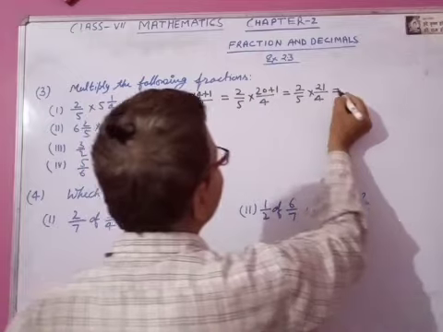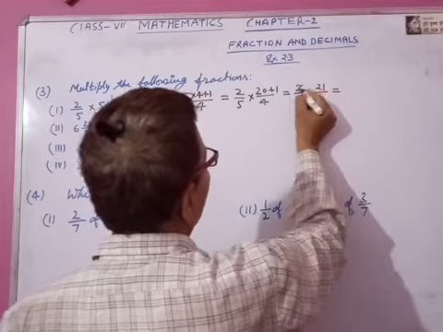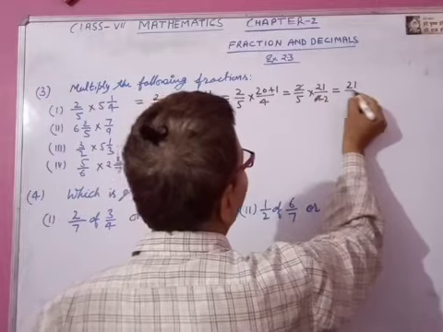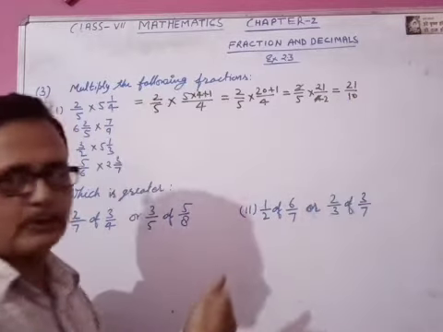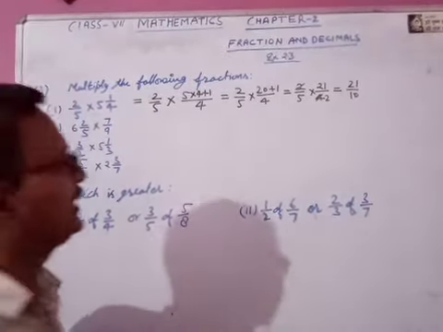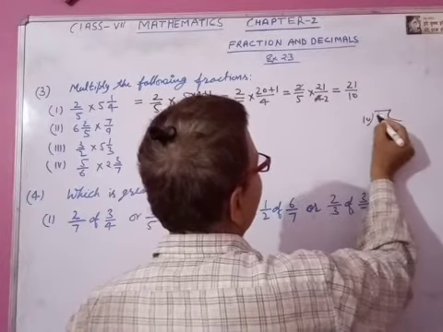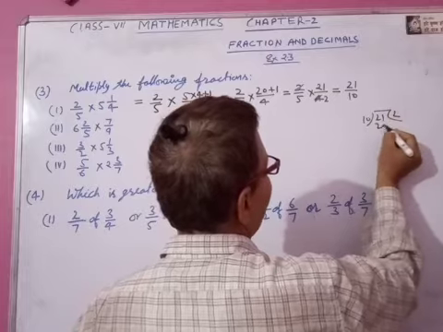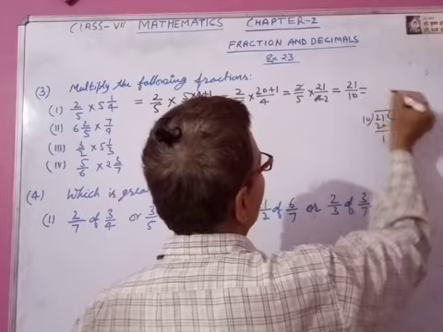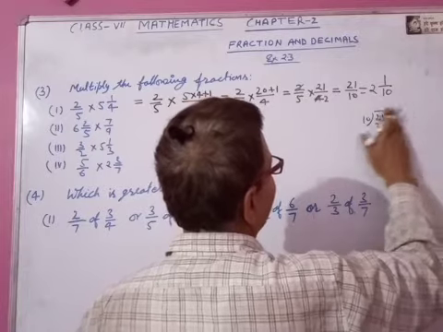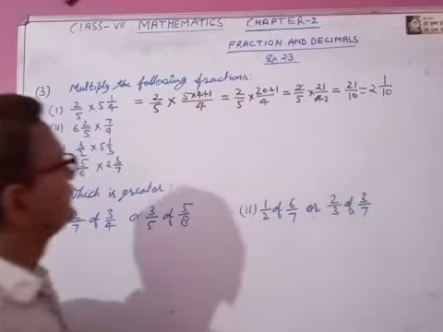Here 2 is 2, you can cancel, 2 twos are 4. 21 upon 10. Now you can change this 21 upon 10 into a mixed fraction. How will you change it? 10 twos are 20, and remainder 1. That is 2 whole 1 upon 10. You can write it like this.